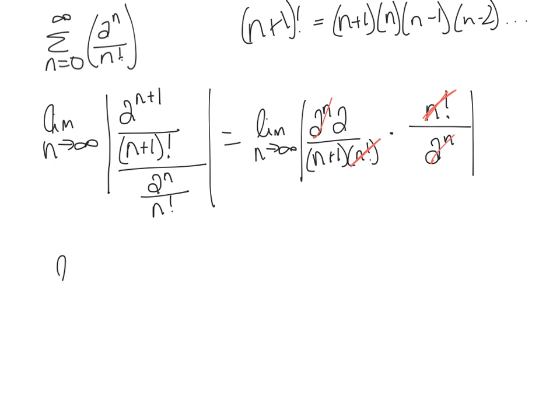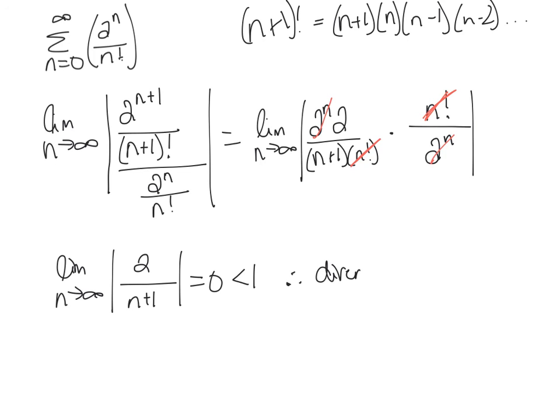At this point, I'm back to taking a limit as n goes to infinity of, and all I have on the top is 2, and on the bottom I have an n plus 1. Well, that does equal 0, and because 0 is less than 1, therefore this diverges. I'm sorry, I did not mean that. Therefore this one converges. That's what happens when I think about the next term, by ratio test.